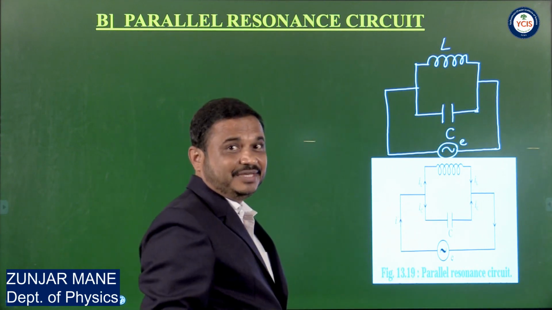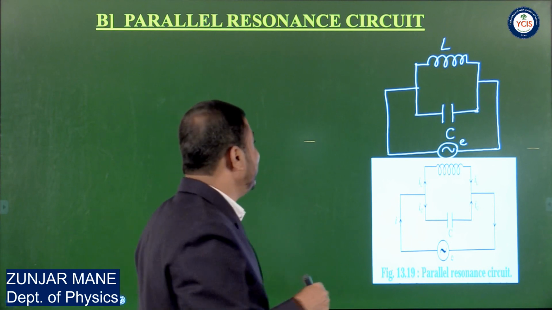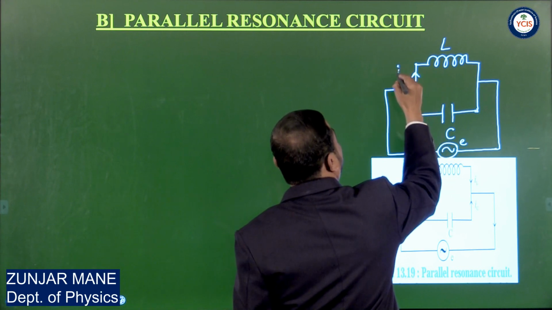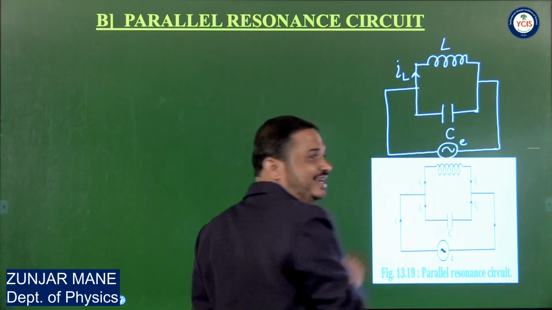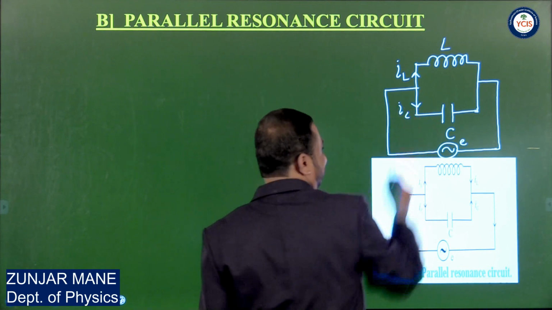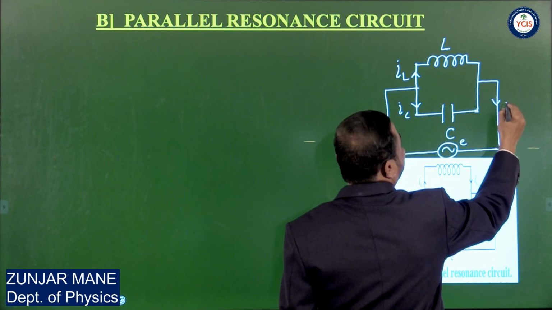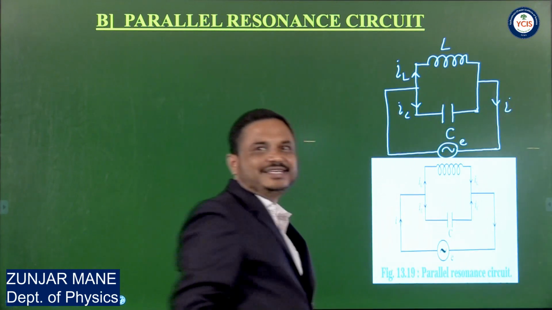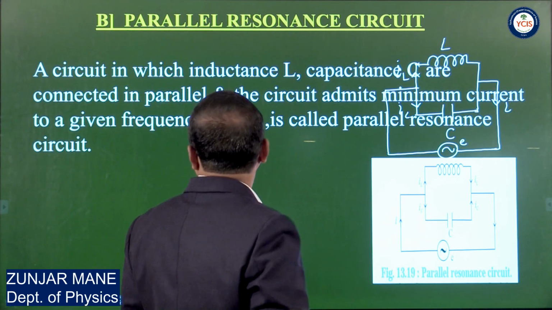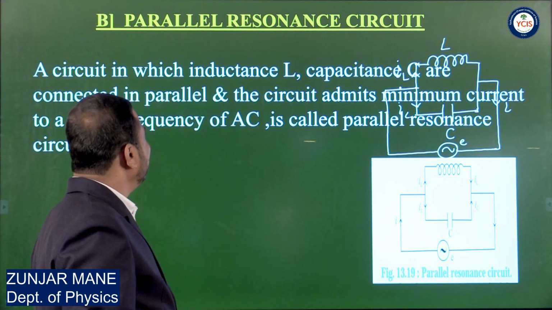Now if the AC is given to this combination, when the components are parallel, the current divides into parts. Suppose IL is the current flowing through the inductor and IC is the current flowing through the capacitor, and both these currents combine together, then the total current is I in the circuit. So this is the parallel resonance circuit, that is, the circuit where L and C are connected in parallel.